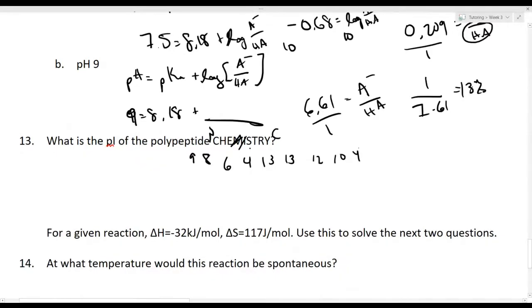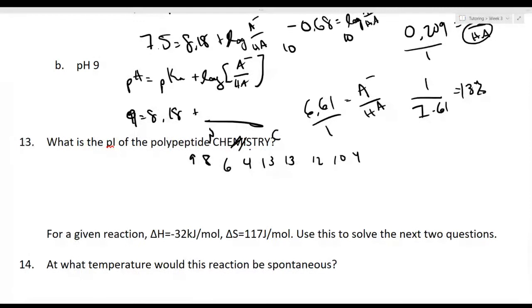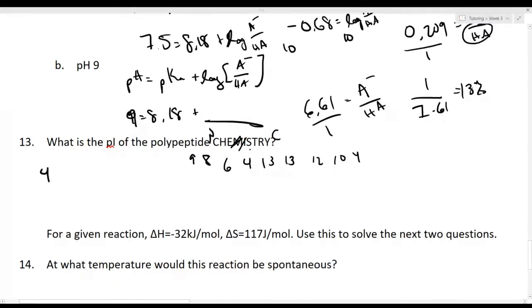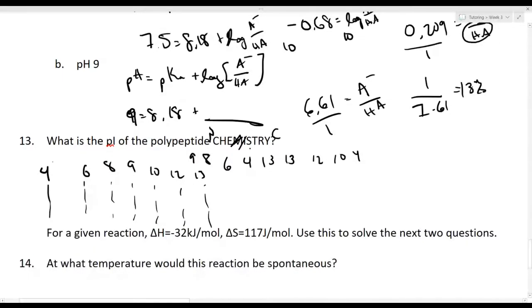Excellent. Okay, that is a very common concept they love to ask about. Again, what I do is I put them in ascending order: 4, 6, 8, 9, 10, 12, and 13. And I draw lines down. Then I ask myself, below the pKa, at a pH of like 2 or 3, somewhere below 4, what's the charge of this thing going to be?